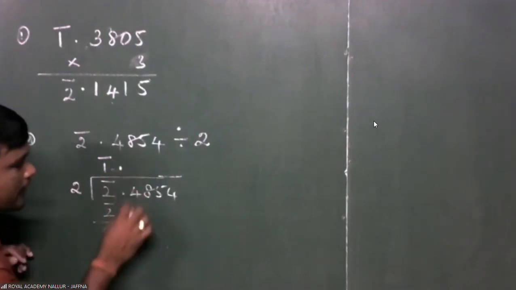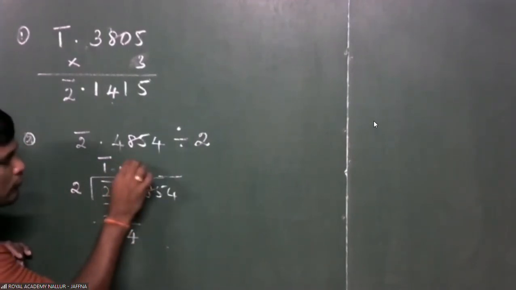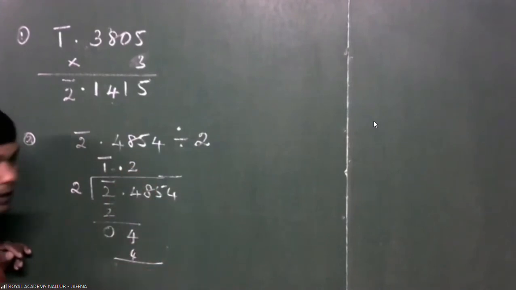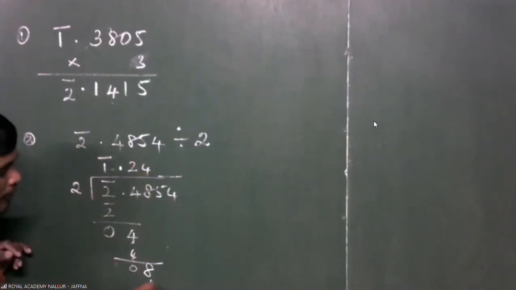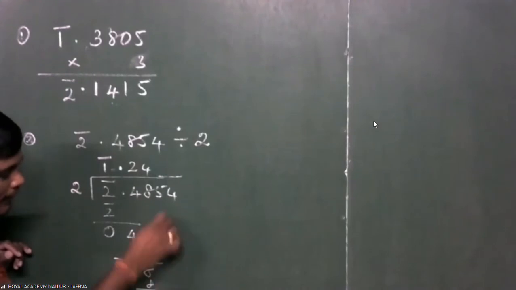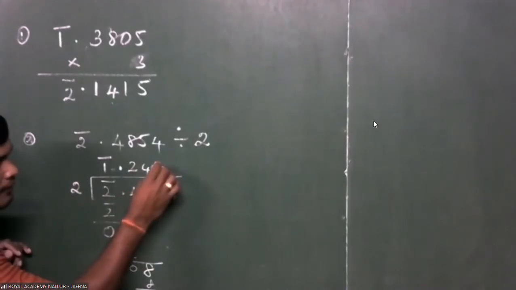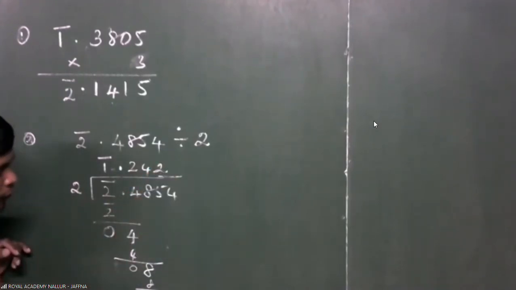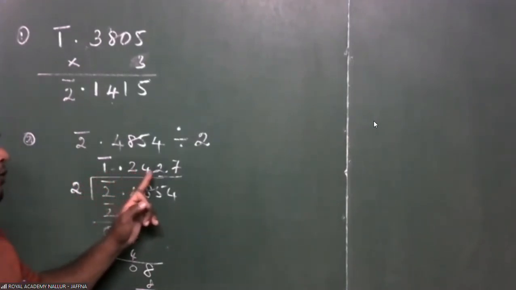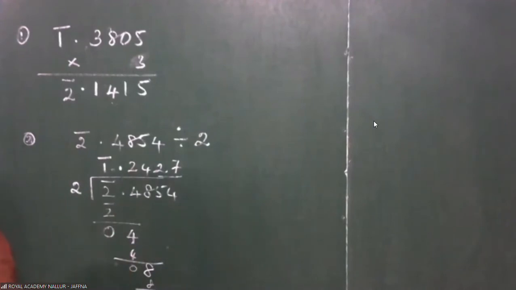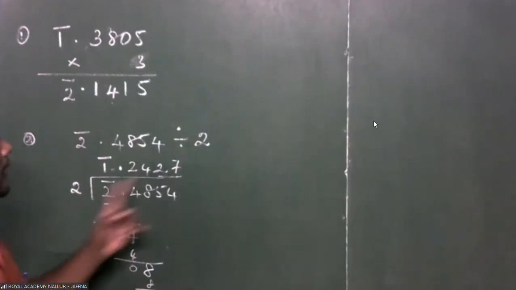Then decimal point here. Next number 4. Out of 4, 2 is 2 times. No doubt. Then 8. Out of 8, 2 is 4 times. No remaining. Then next 5. Out of 5, 2 is 2 times, 4. 5 minus 4, 1 remains. Then out of 14, 2 is 7 times. So this answer is bar 1.2427.